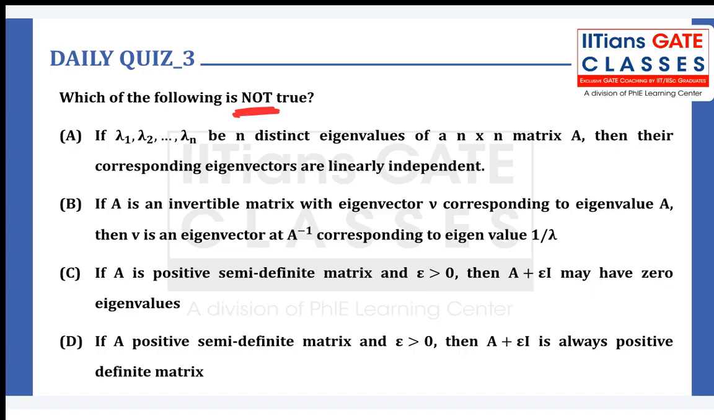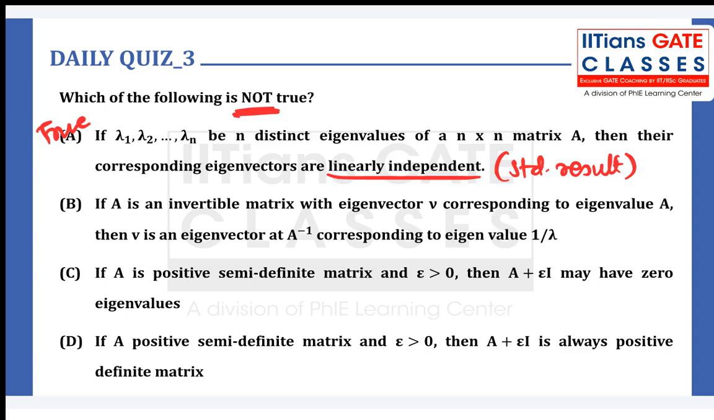Okay. So if you look at the first option, they have given you lambdas as the n distinct eigenvalues of an n by n square matrix A. Then their corresponding eigenvectors are linearly independent. This is a true statement because it's a standard result. We discussed a lot of properties of eigenvalues as well as eigenvectors in our regular classes, and this is the first thing that we discuss because it has a lot of implications, like diagonalization, etc. So the first is true, so that is not our answer.